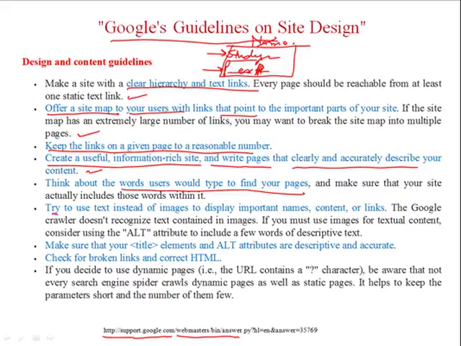Next, try to use text instead of images to display important names, contents, or links. The reason is the Google crawler doesn't recognize text content in images. If you must use images for textual content, consider using alternate text to describe those images. Make sure that your title elements and alternate description attributes are descriptive and accurate.